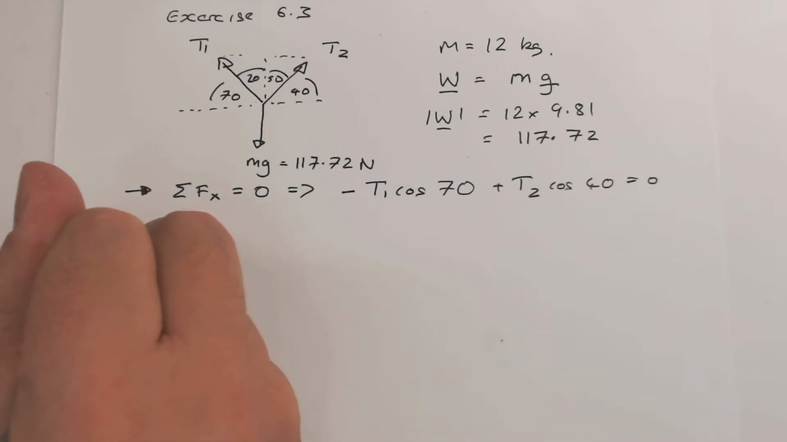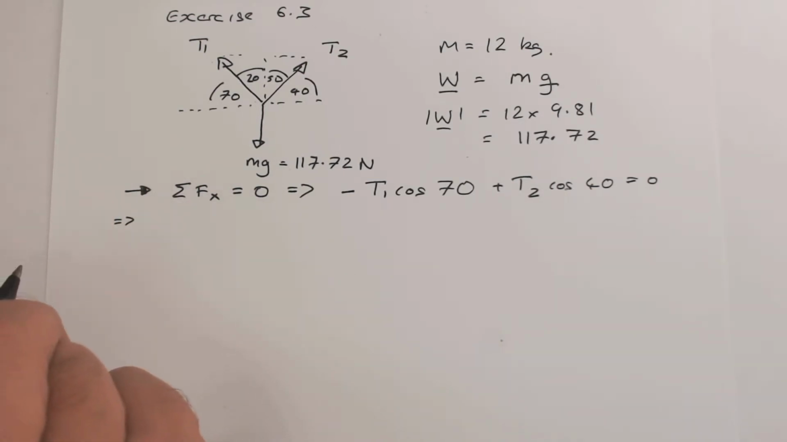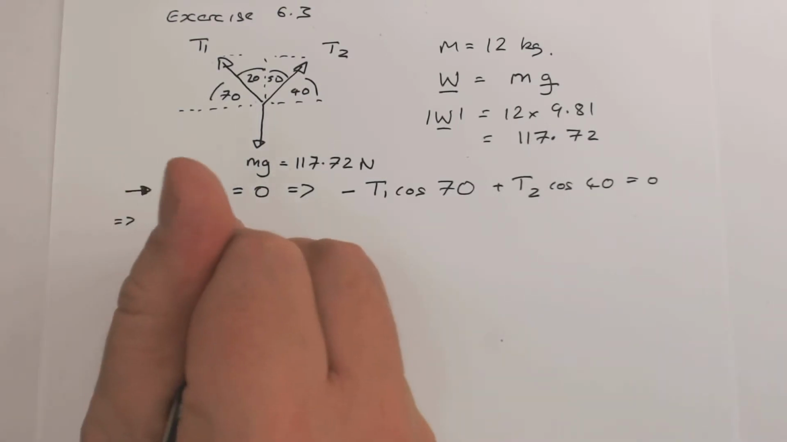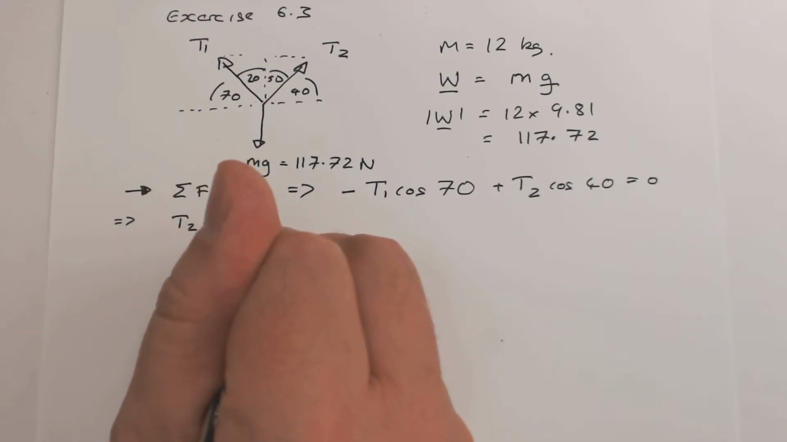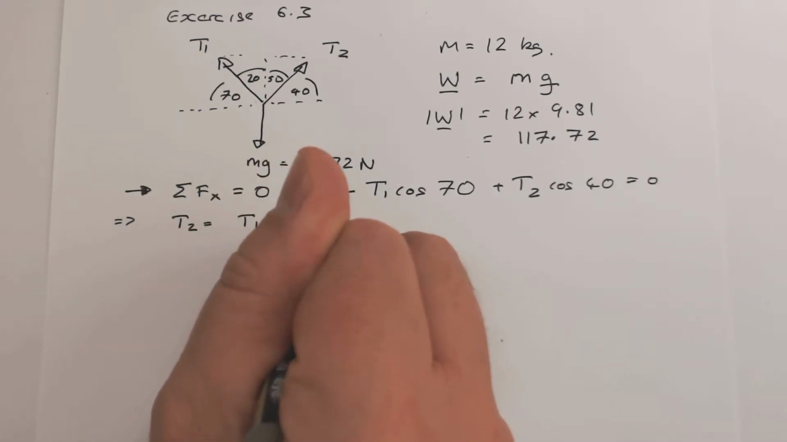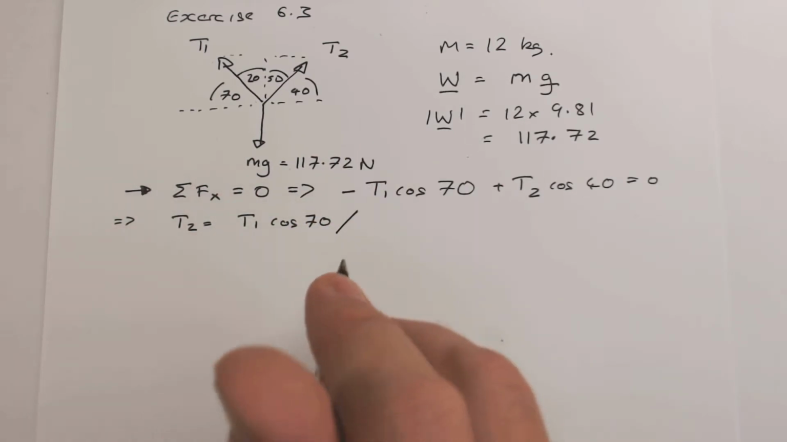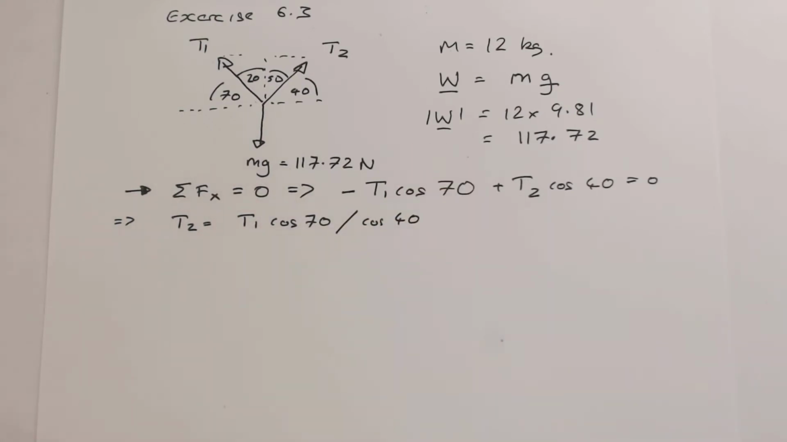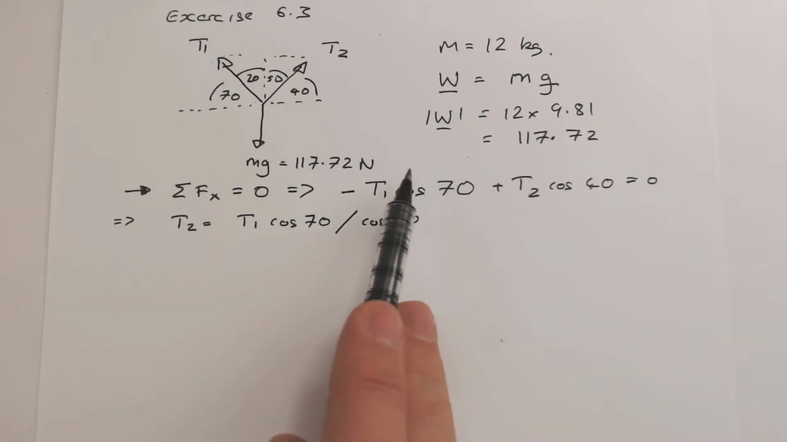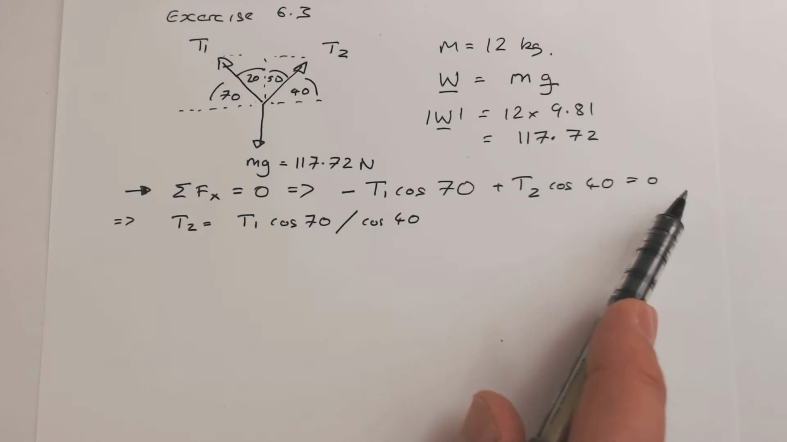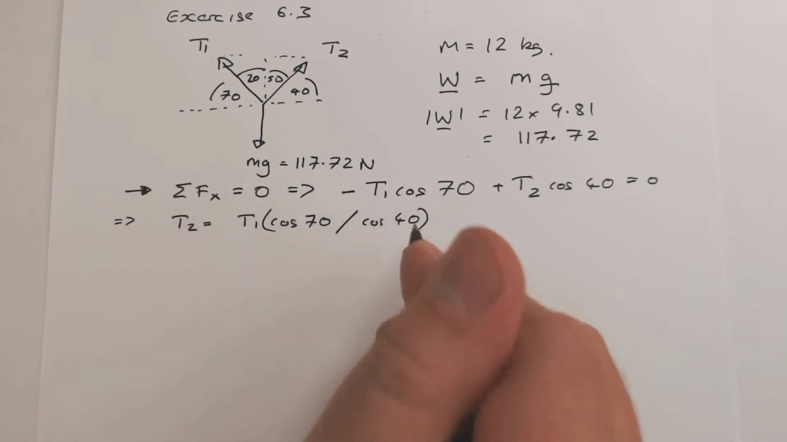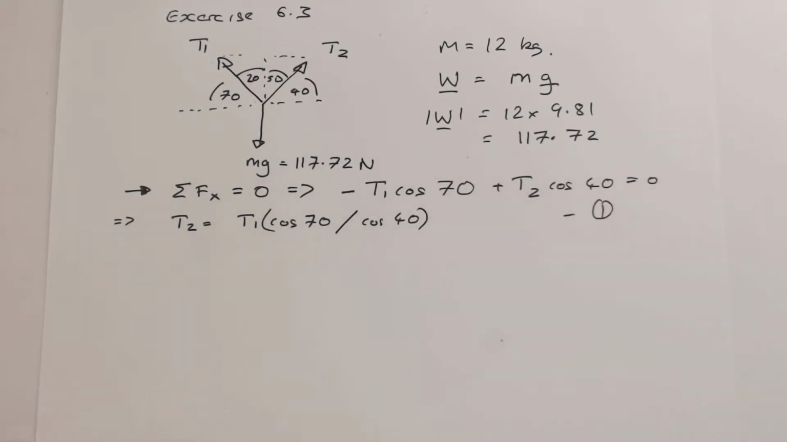So therefore we can say that I'll probably get rid of T2, so therefore T2 equals T1 times cos 70 divided by cos 40. So see what I've done there? I've taken this over to the right hand side and then I divided through by cos 40, so I've ended up with a term like that, and I'll call that equation 1.